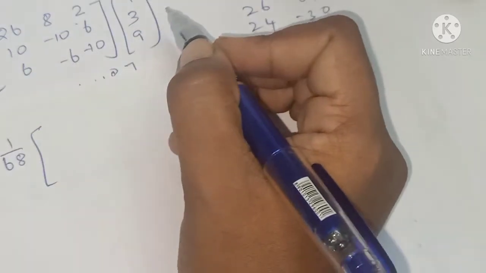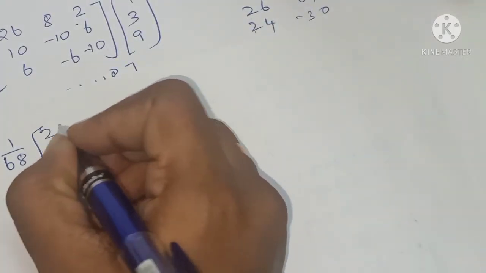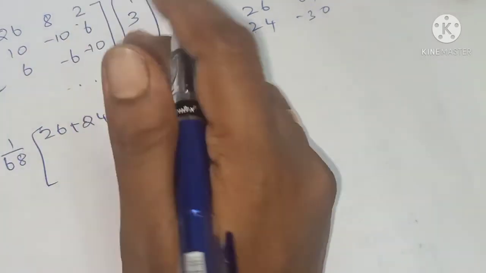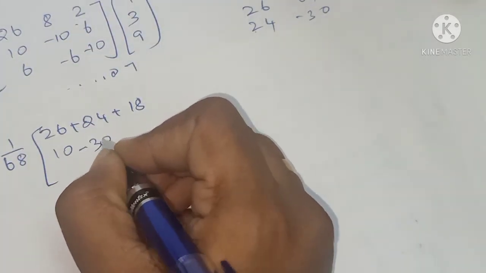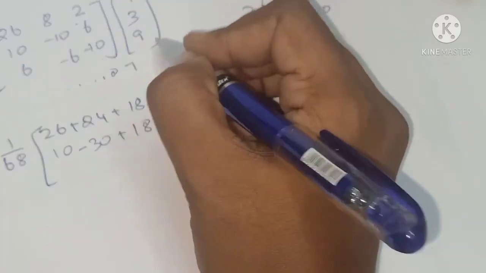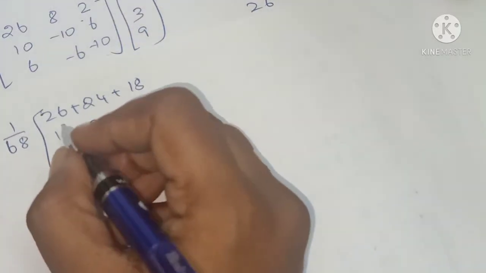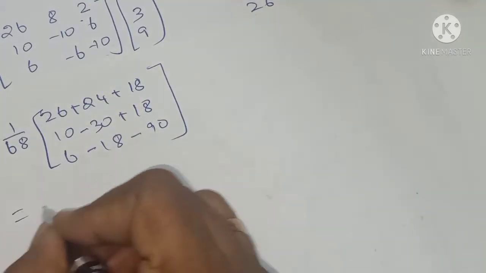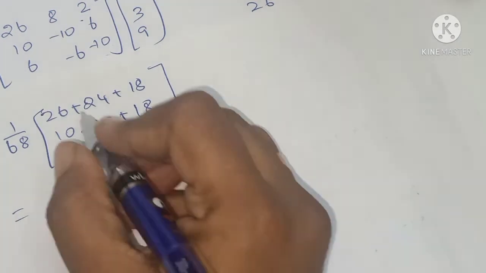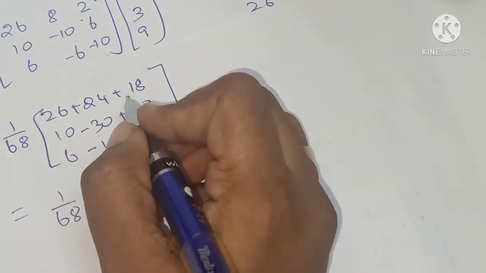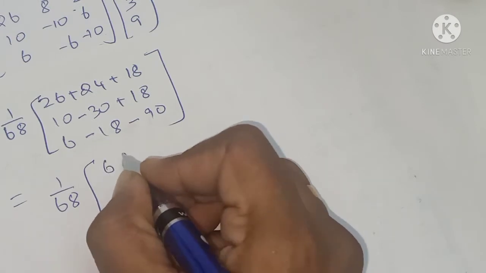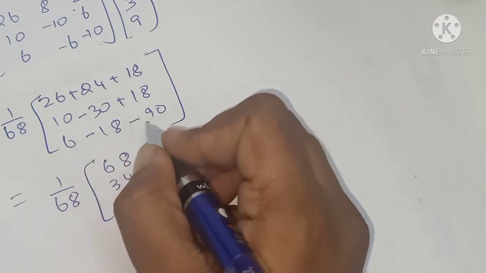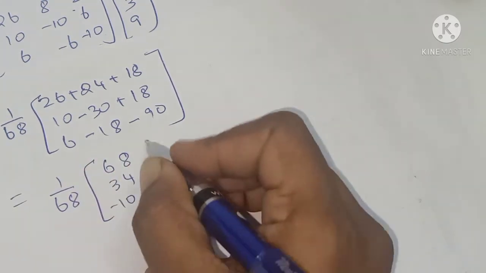Now first row, first column. So we get 26 plus 8 3s are 24 plus 2 9s are 18. Second row first column 10 minus 30 plus 18. Third row first column. So we get 6 minus 18 minus 90. So this is equal to 1 divided by 68. 26 plus 24 plus 18. So this gives us 68. 10 minus 30 plus 18 is 34. 6 minus 18 minus 90 gives us minus 102.